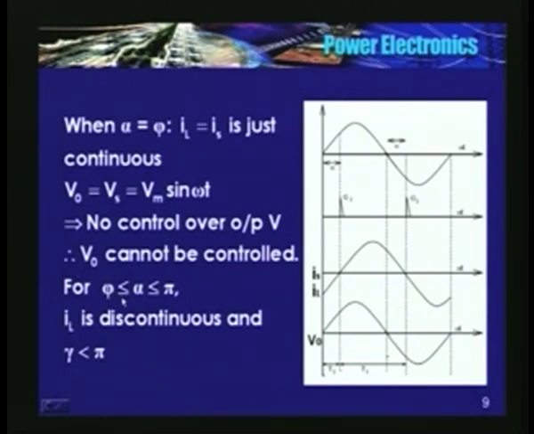Whereas if alpha is greater than phi, IL is discontinuous. So current becomes 0 here, and the thyristor may be triggered somewhere here, current starts increasing. So during this period you will not have any current. During this duration T1 is conducting, and the conduction period for each device is pi radians.